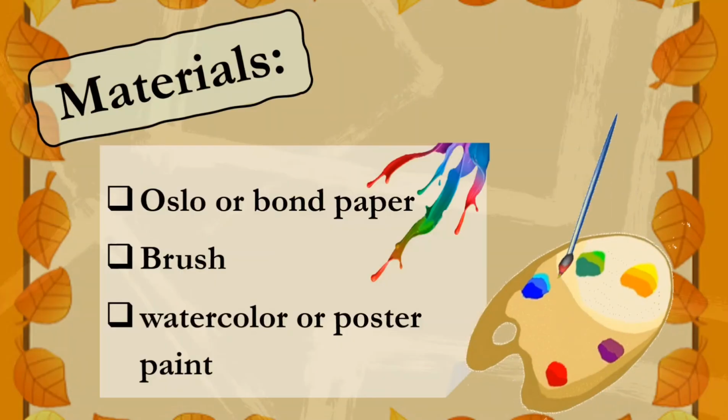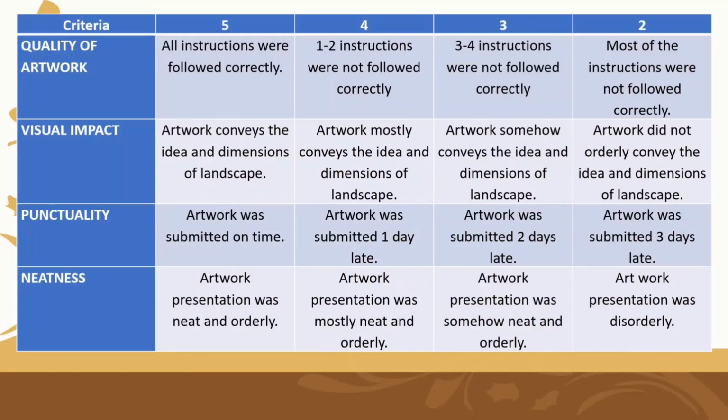Here are the materials that you'll be needing for this activity: Oslo or bond paper, brush and watercolor, or poster paint. And this is how you will be graded for your work: quality of work, visual impact, punctuality, and neatness. Make sure that you'll meet all these standards to secure a good mark for your activity.